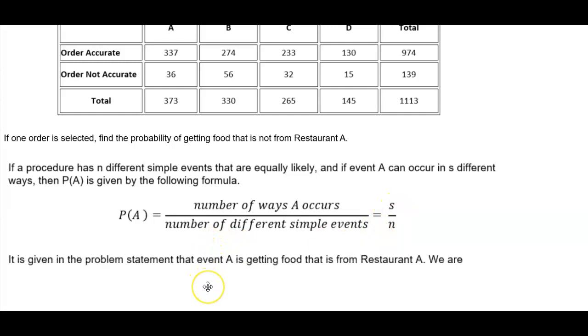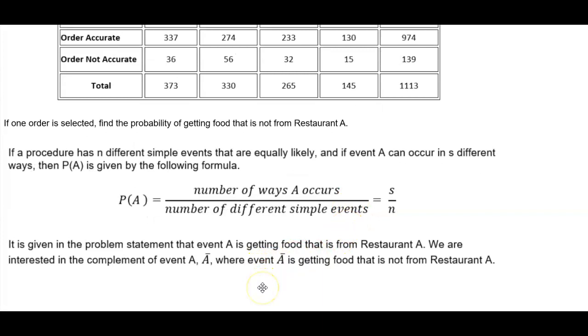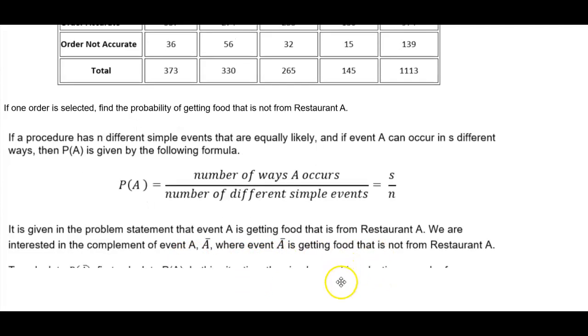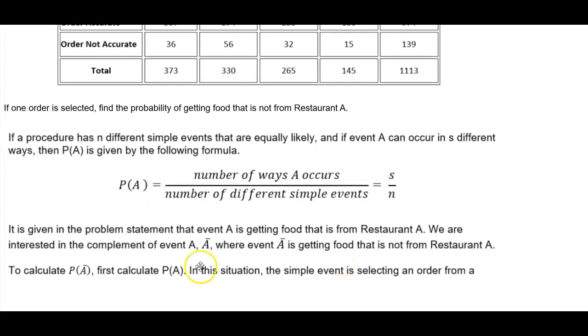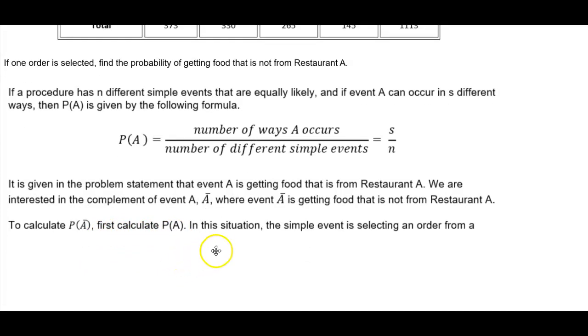Now, it is given in the problem statement that event A is getting food that is from restaurant A. So, we are interested in the complement of event A, where the complement of A is getting food that is not from restaurant A. To calculate the probability of the complement of event A, we first need to calculate the probability of event A. In this situation, the simple event is selecting an order from a restaurant.